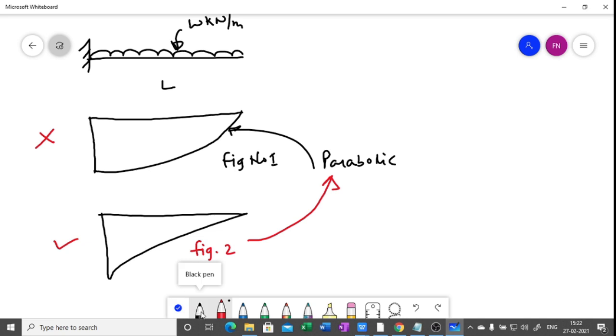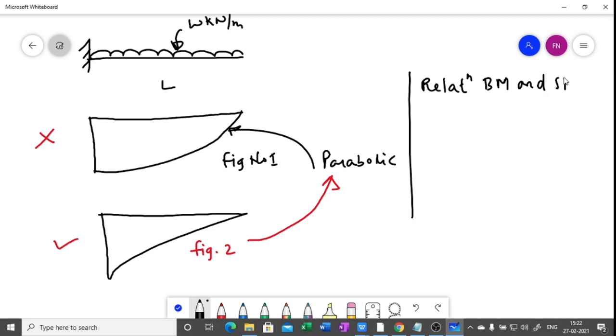Bending moment and shear force. Okay, bending moment and shear force. Relation between bending moment and shear force: shear force equal to dM by dx.